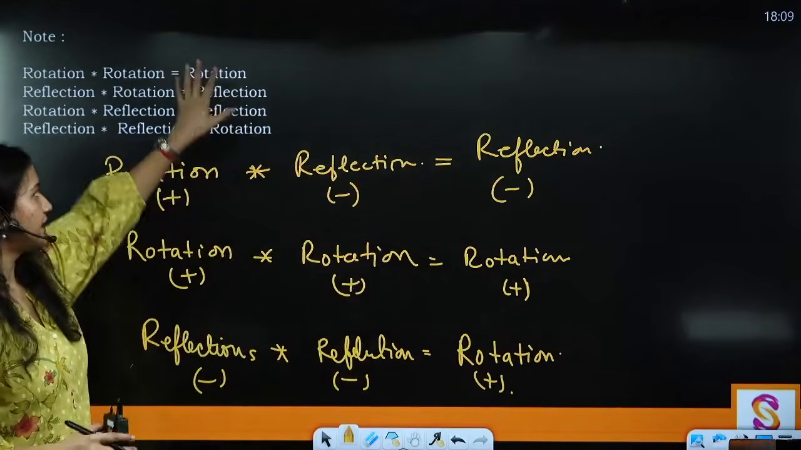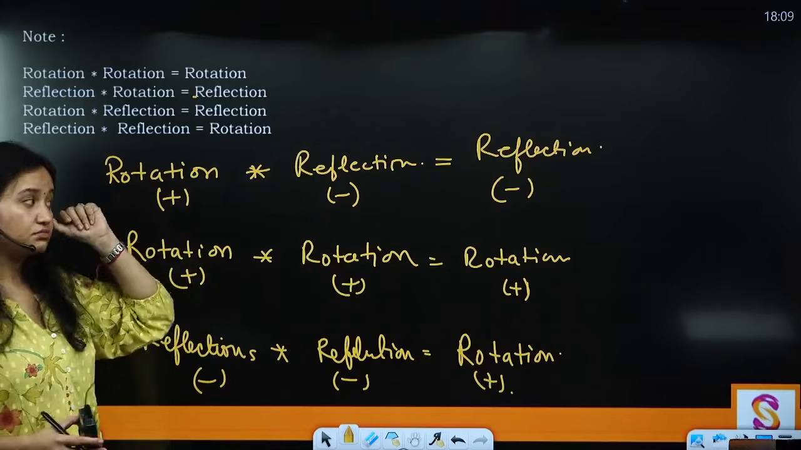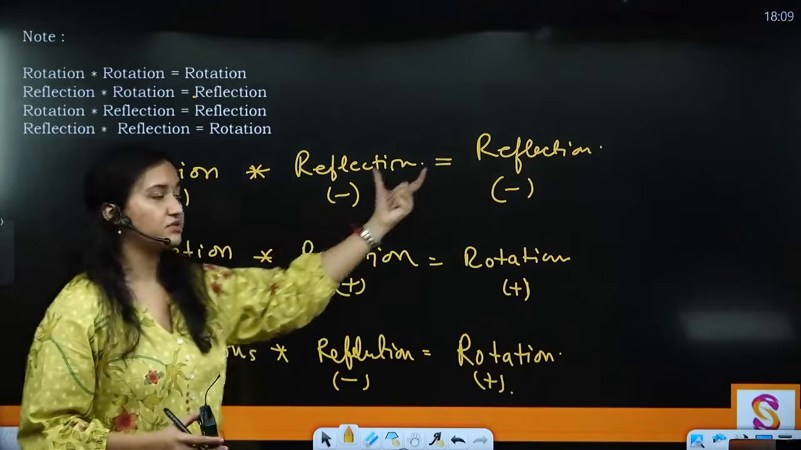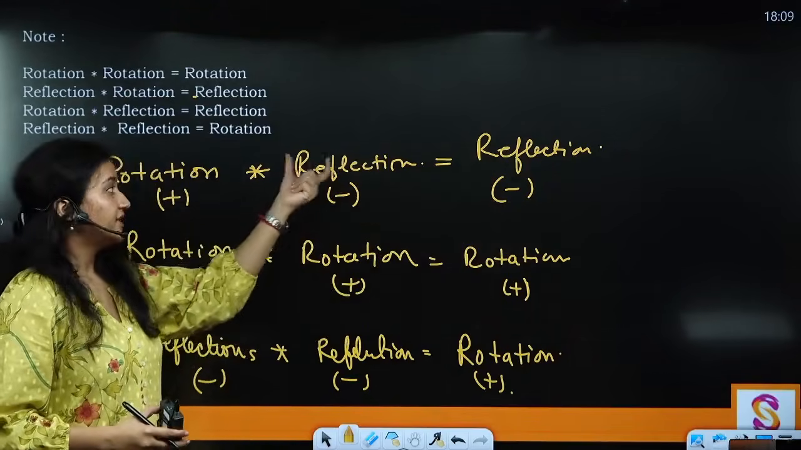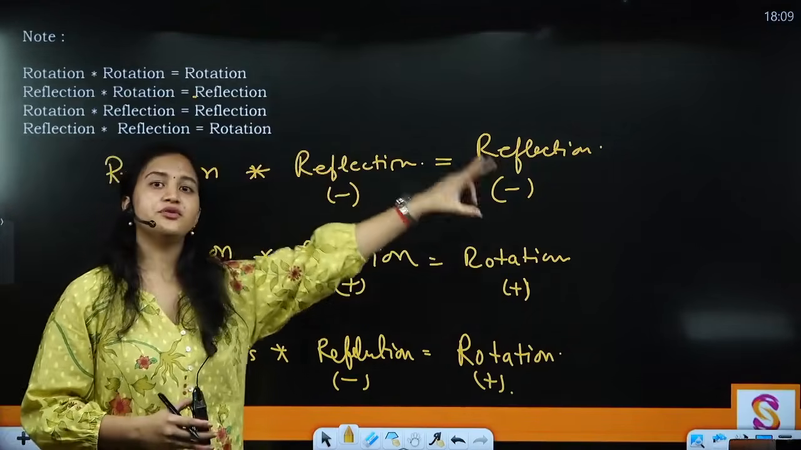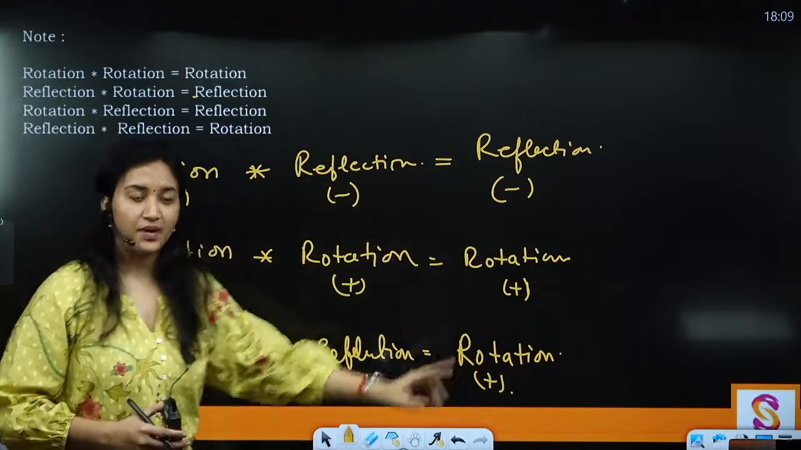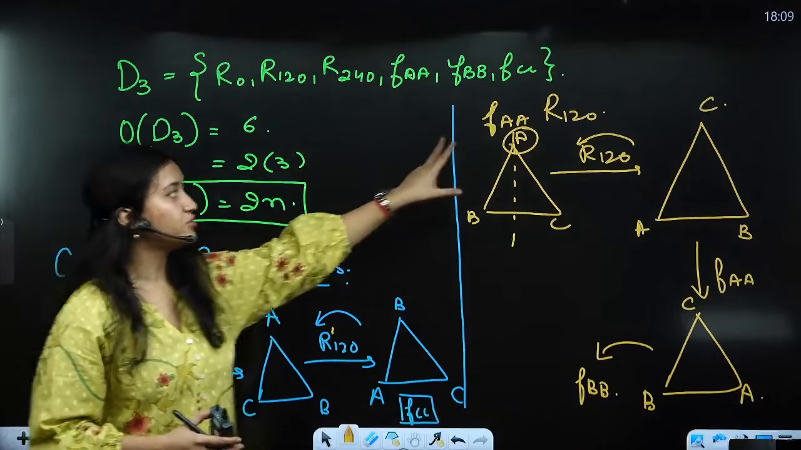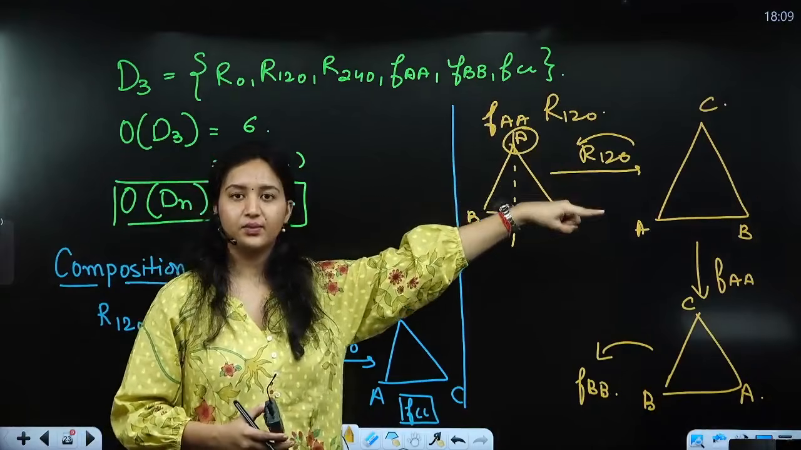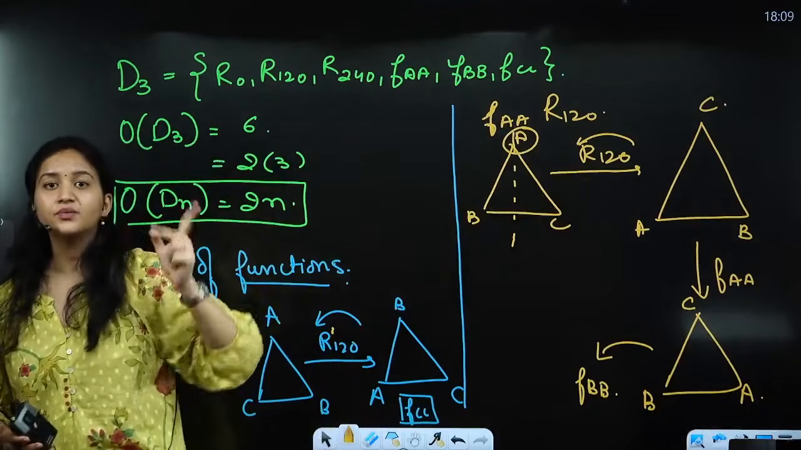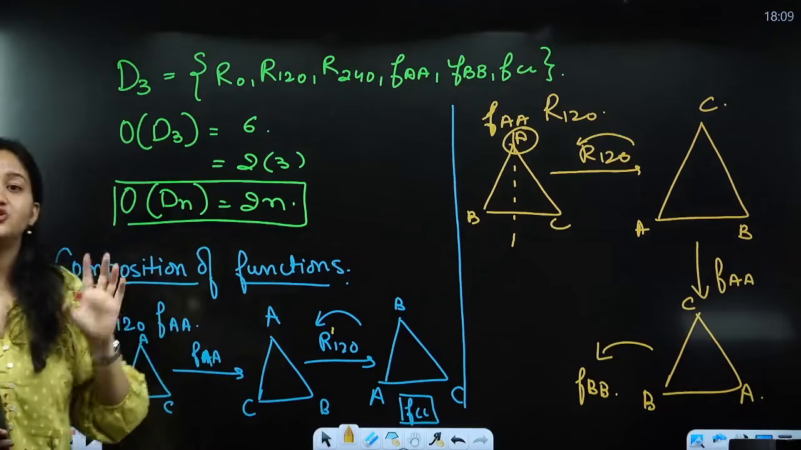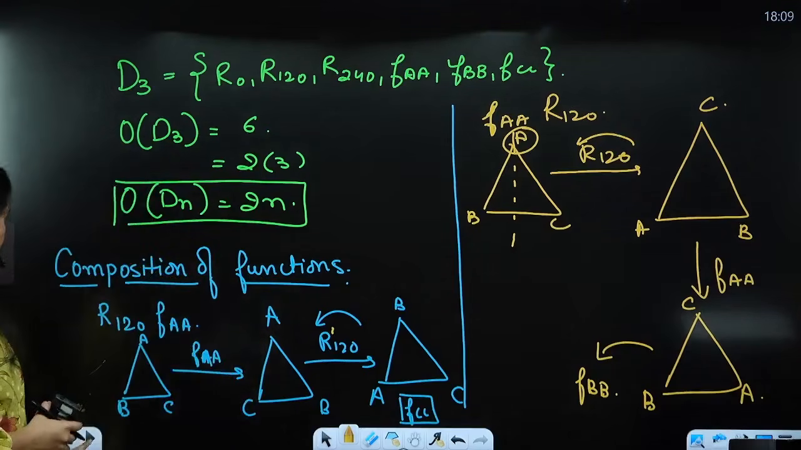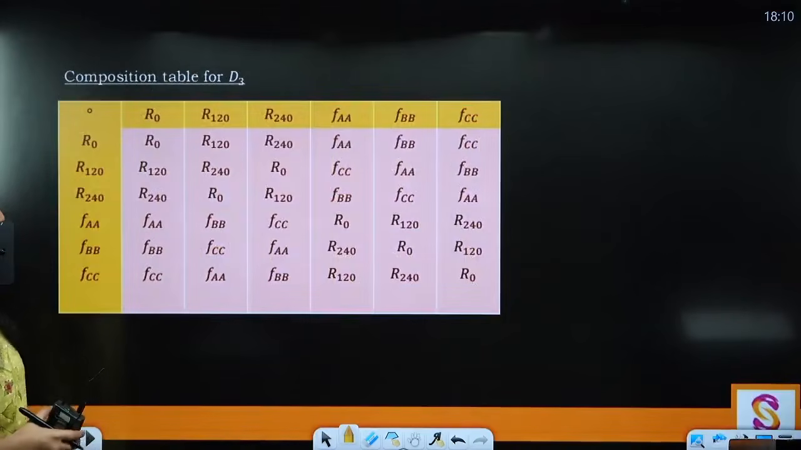That I'm not writing here, that has been written here. Now, just note this, that भले ही rotation plus reflection is giving you reflection, but that same reflection plus rotation is not going to give you the same reflection as the answer. Why? Because we just saw here that R120 FAA is not equal to FAA R120. That means they are not commutative. That means DN in general is not an abelian group. Clear? Now let's see the composition table for D3.